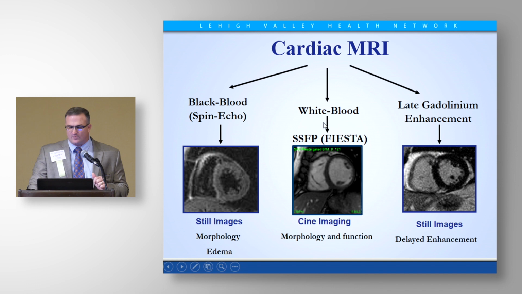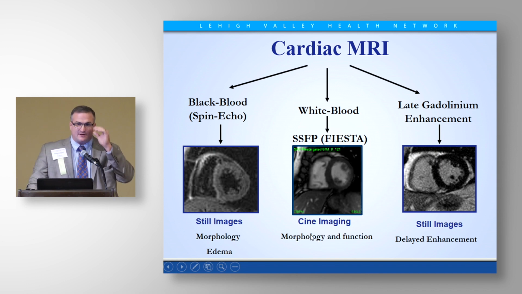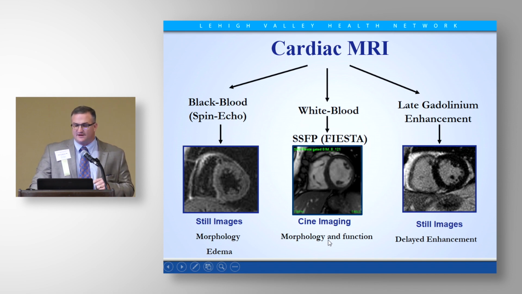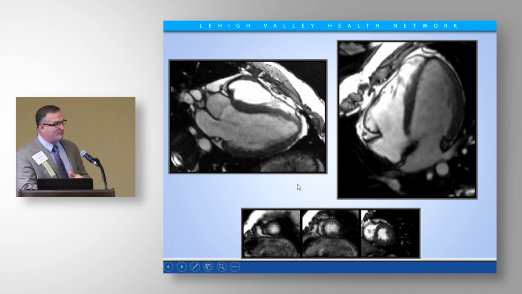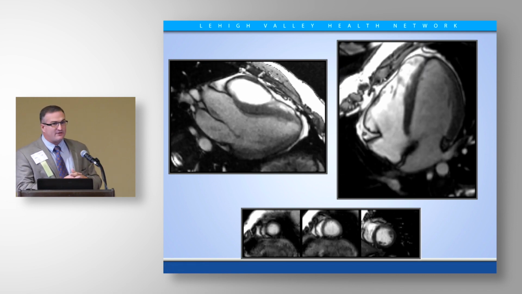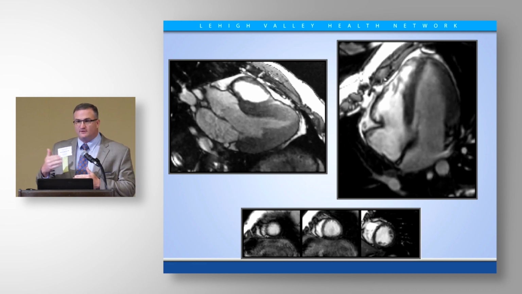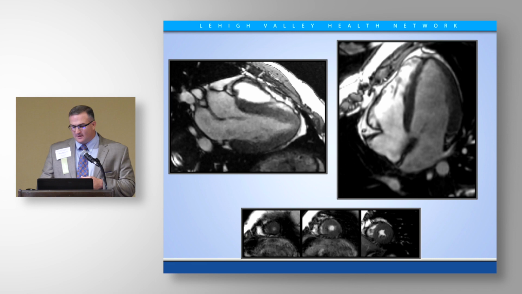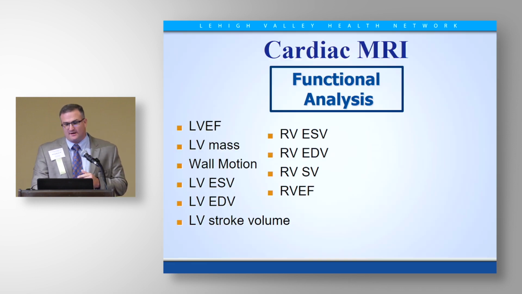The workhorse is this one in the middle, often referred to as Fiesta if you're using GE, but they are motion images, as you see here. They look for morphology and they look at function, and again, no ionizing radiation, and it doesn't require contrast. So you've seen echo images, and I'll show you some MRI images. Hopefully you're seeing already the quality of the images is superb. It makes the ability to look at wall motion, function, stroke volume, assessment of both the left and the right heart easily can be done by MRI.